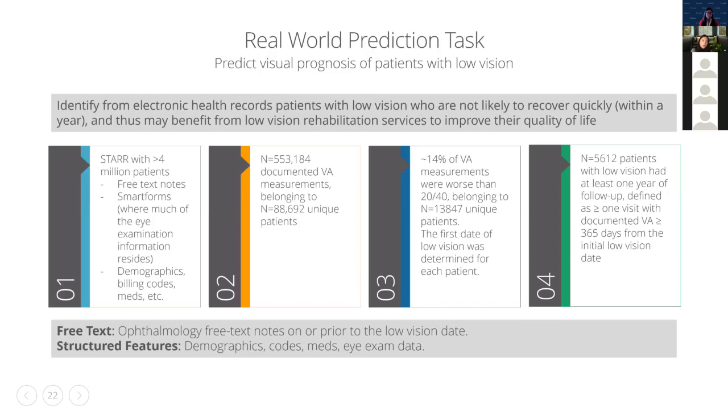So we used our EHR database to isolate from our 4 million patients all the 90,000 eye patients. Then we figured out which patients had at least one visit where the vision was low and worse than 20/40, and then of those who had at least one year follow-up, whether their vision got better or not.